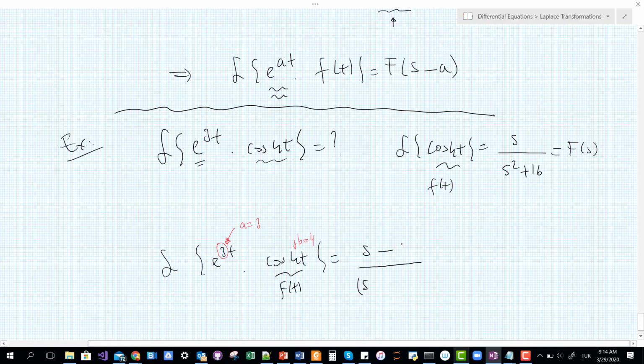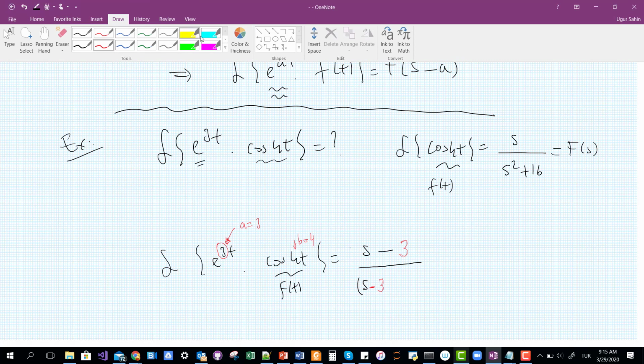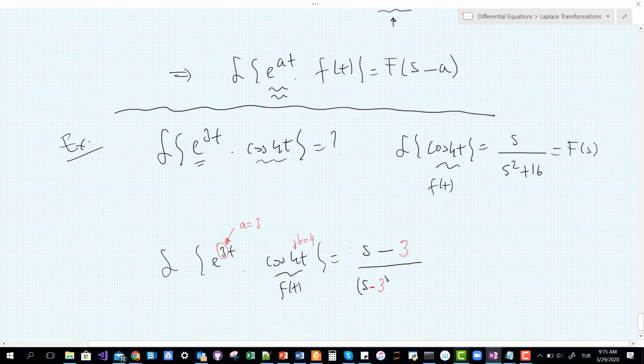S minus a, which is 3, guys, right? S minus a. And then also look at that, S minus 3. And then that's my shifting part. And also I'm gonna complete this with the rest. Still I have the 16 here. This is equal, look at that, the shifted version of my big S.